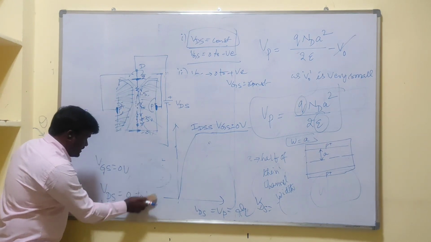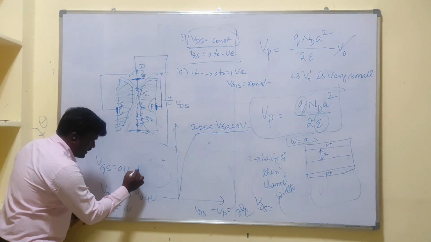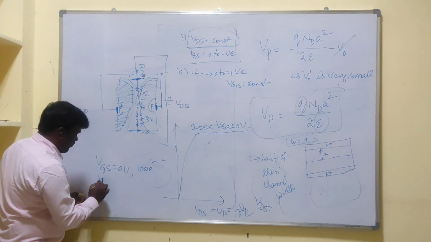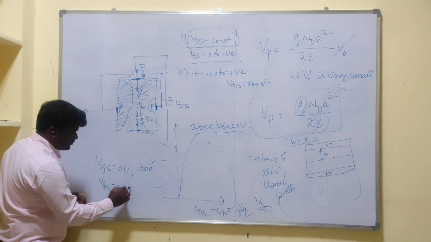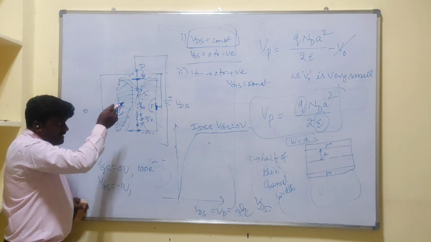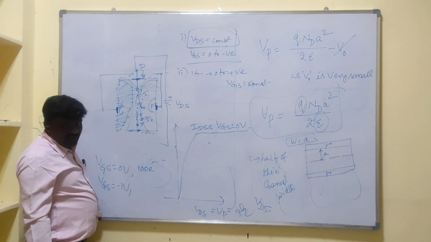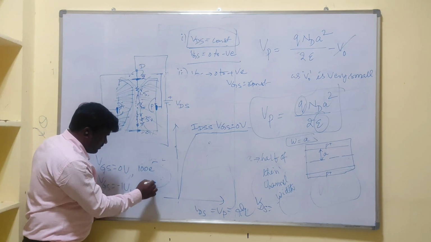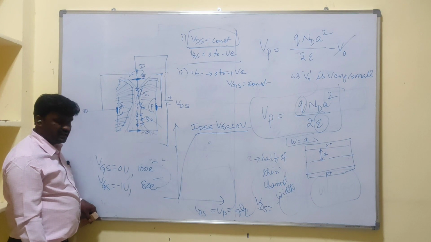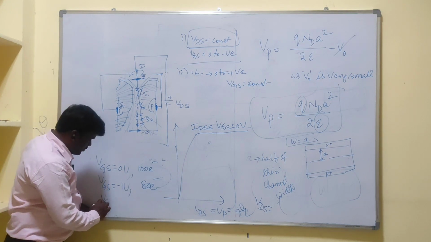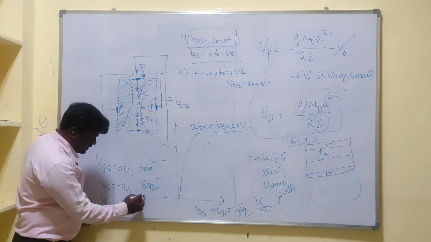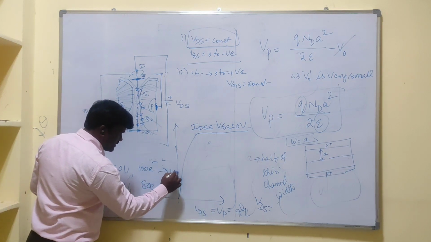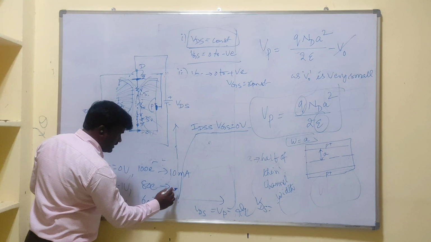What I said, if VGS equal to 0 volts, 100 electrons are available. Let us say if VGS equal to minus 1 volt, as the full channel width is not available for conduction, 80 electrons will be available for the conduction. Next, if VGS equal to minus 2 volts, let us say 60 electrons will be available. In this case, you may get, let us say, 10 milliamps of current.